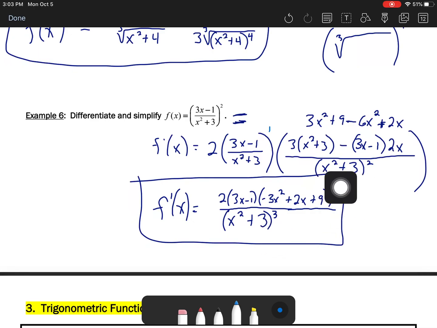And then down here, I have x squared plus 3 squared, and then I have x squared plus 3 to the first here, and so that's why I'm putting cubed on it. When I multiply those together, that would just raise that power by 1. So this is probably the best way to leave that answer. Okay, so that's all I'm going to do for this video, and then we'll finish examples 7 through 10 in the next video.